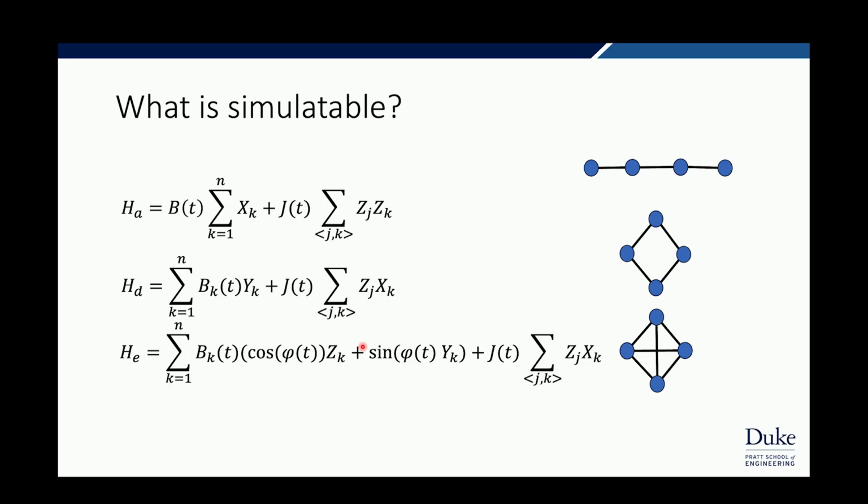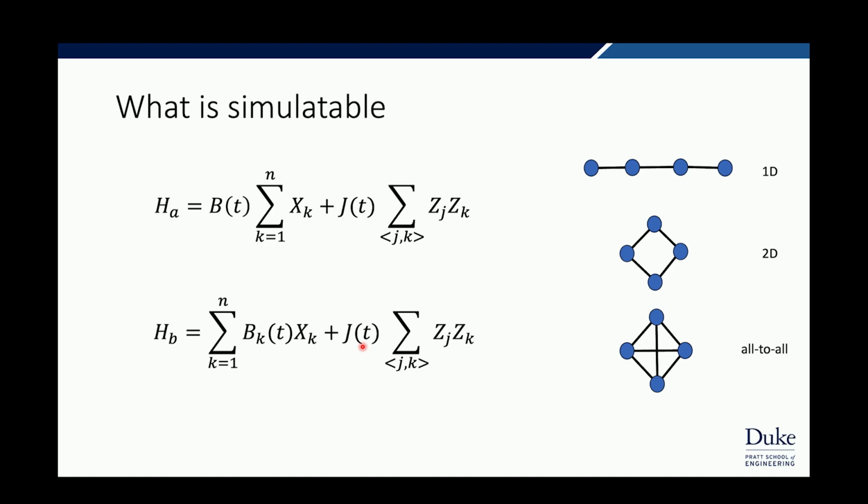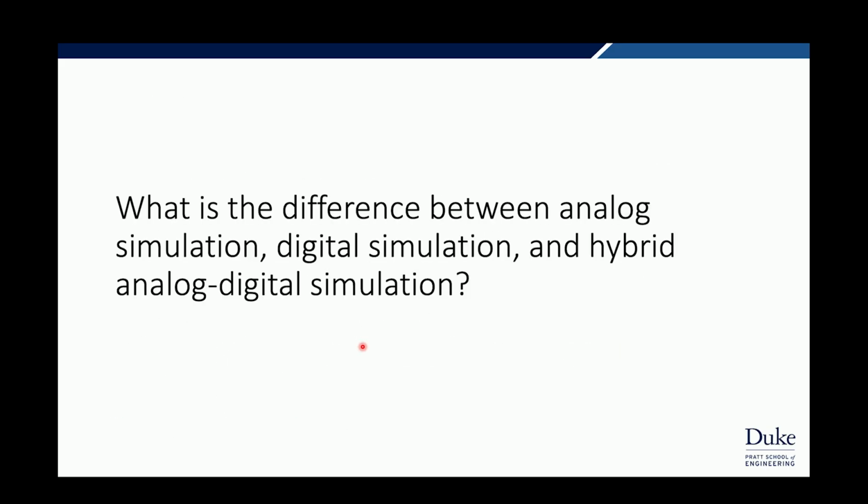HD is too complicated. HB, if I map from all to 2D, is that an analog quantum simulator or not? I think we're about to get to the break, but over the break, I want you to think about this question. What's the difference between analog simulation, digital simulation, hybrid analog digital simulation?